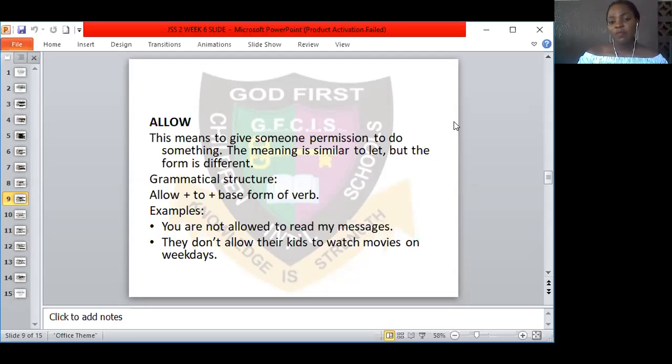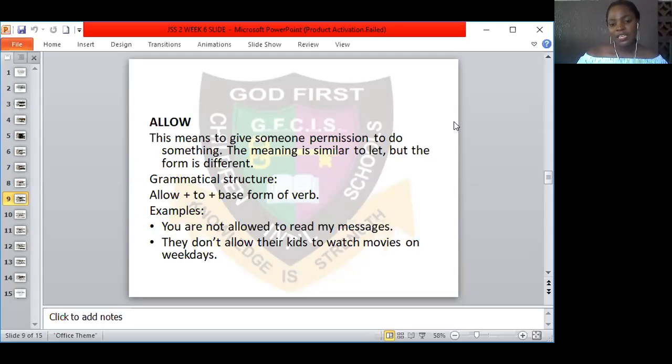Now, what's the grammatical structure of allow? The grammatical structure is allow plus to plus the base form of the verb. Example: you are not allowed to read my messages.